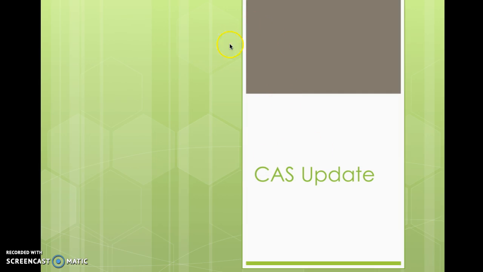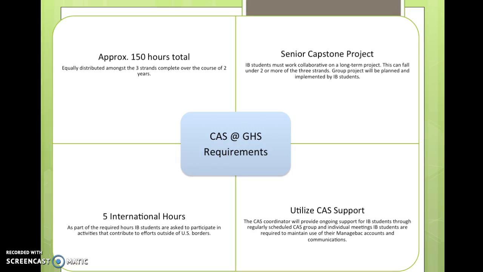Let's check things out. It's been a little slow. All right, don't forget you need 150 hours with the 3 strands of CAS, and this should be equally distributed as much as possible, over the course of these 2 years, roughly 18 months actually. So if you have not started putting stuff in, you need to do so ASAP.